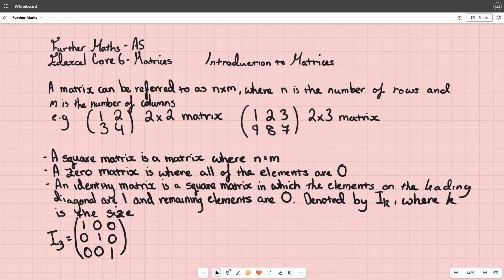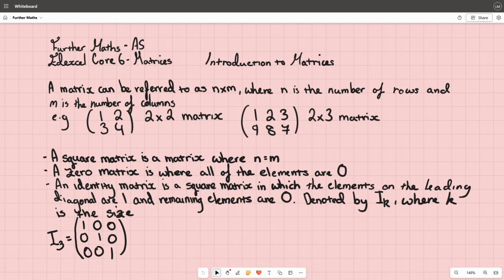So a matrix is a set of elements within a pair of brackets, and a matrix can be referred to as n times m, where n is the number of rows and m is the number of columns. So for example, we have a matrix with 1, 2, 3, and 4, that's a 2 by 2 matrix, and then we have one with 1, 2, 3, 9, 8, 7, and that's a 2 by 3 matrix, because in this one there's 2 rows but 3 columns.